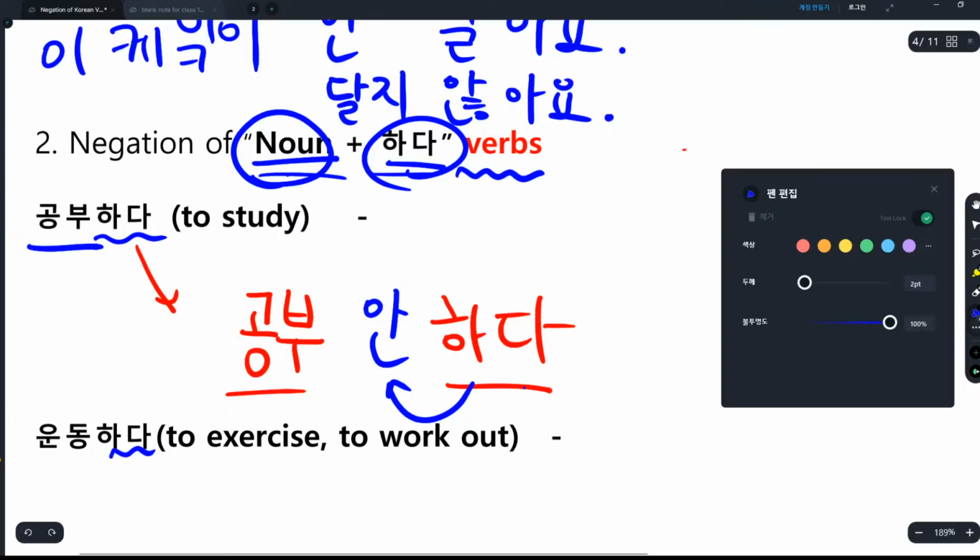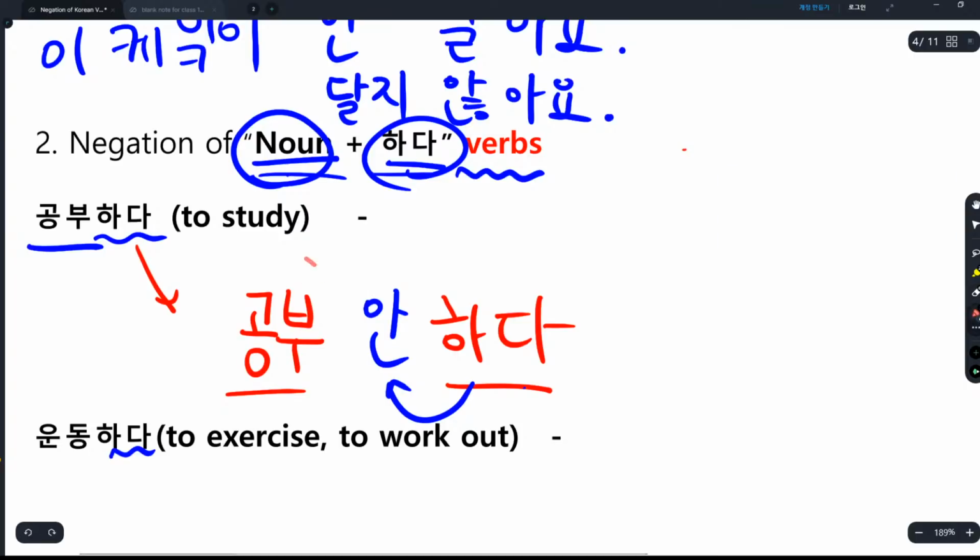Or you can also put the object marker here. 공부를 안 하다, which would mean to not do a study. So you're making 공부 an object. This is possible, but the object marker is also omittable. You can also omit it. So it's either 공부 안 하다 or 공부를 안 하다.